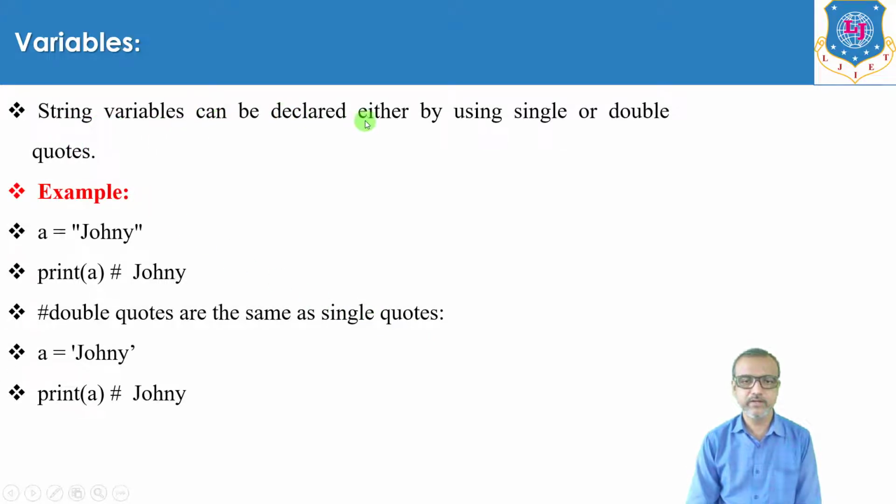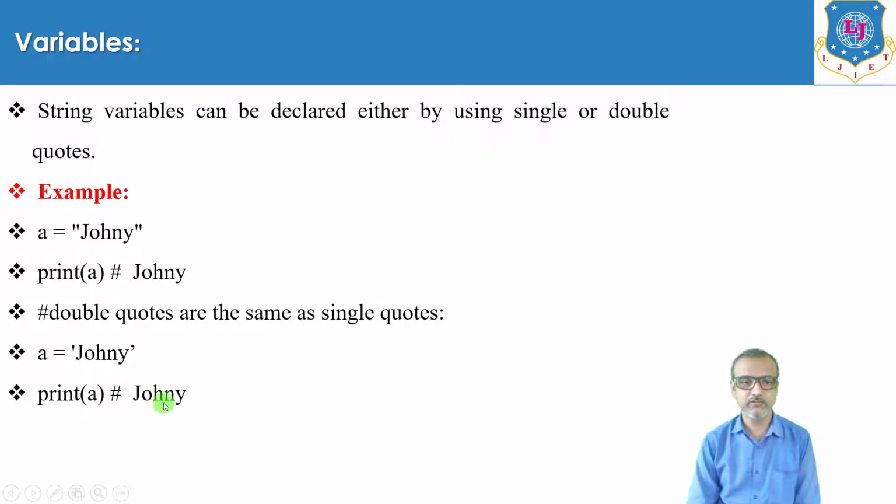String variables can be declared either by using single or double quotes. For example, I will write a equals "Johnny" in double quotes, and if I write print of a, what will be the output? That is Johnny. Double quotes are the same as single quotes, and if I write here a equals 'Johnny' in single quotes, and write print of a, what will be the output in this case?